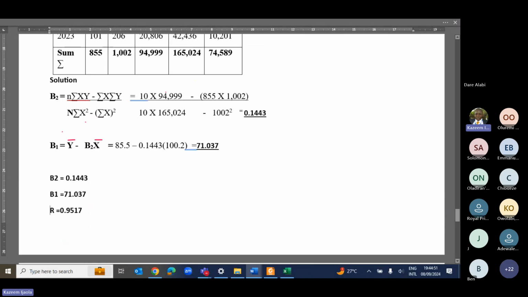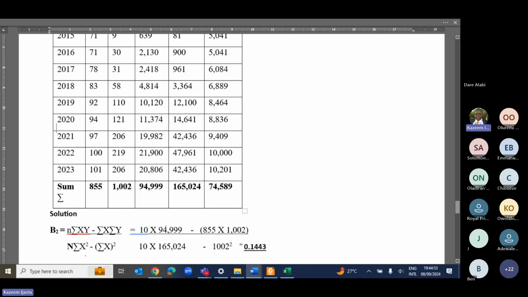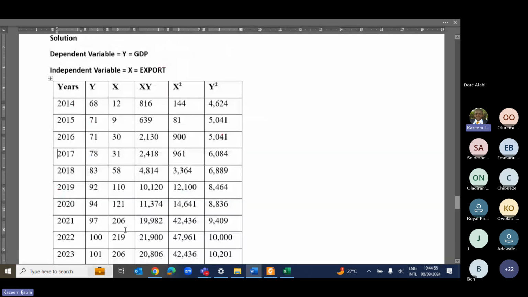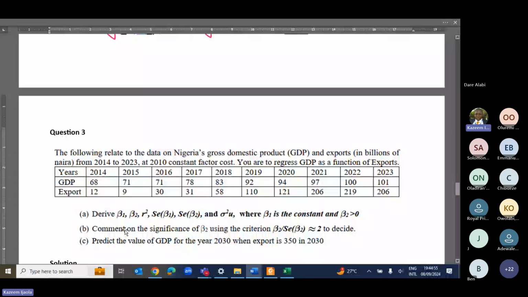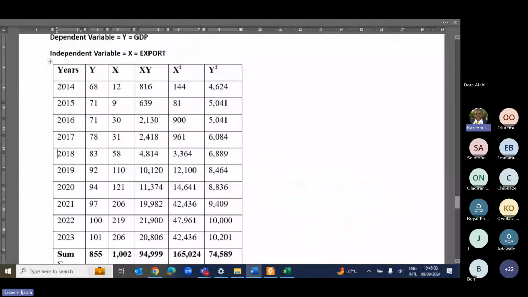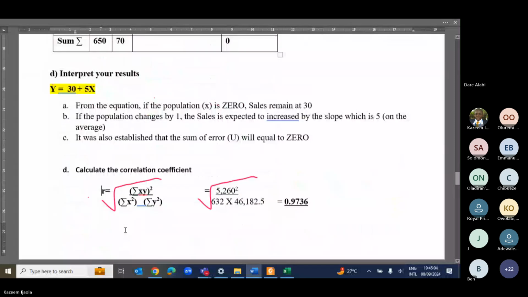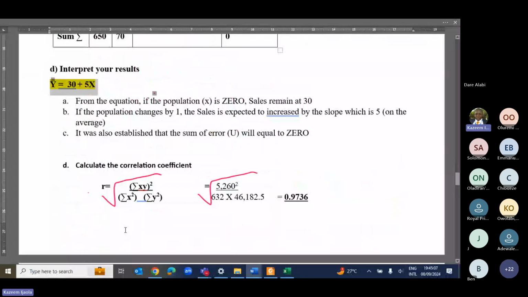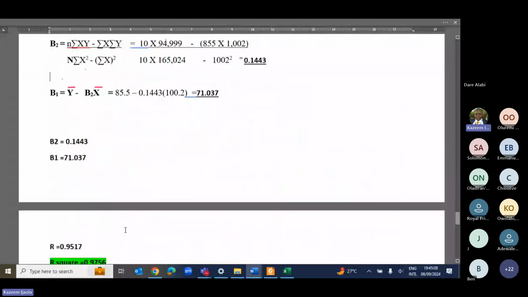So now let's quickly predict the GDP. Let's predict, then we'll stop here. We have not formed our equation. Let's form our equation. What's going to be our equation? They did ask us to form it. So I want to take the C part now. My y is equal to beta 1, which is what?